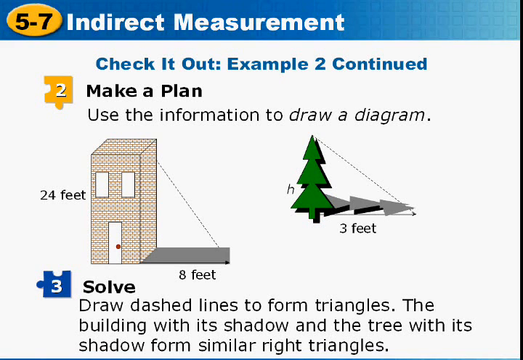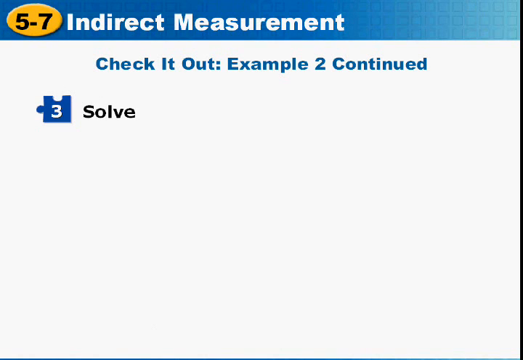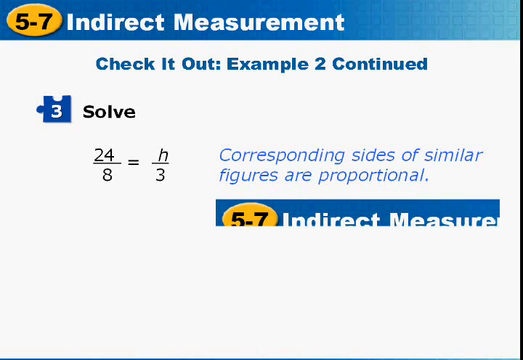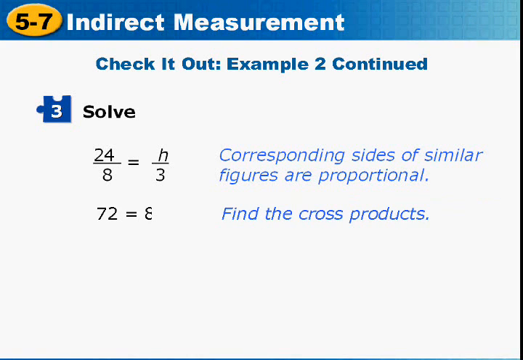Now, just because you see a right triangle doesn't mean you need to start trying Pythagorean Theorem. We don't need Pythagorean Theorem here. We need a proportion so we can find the height of the tree. The corresponding sides of similar figures are proportional. So the building was 24 feet tall. The shadow of the building was 8, so that's a ratio. And then the height of the tree we don't know, but the shadow is 3 feet.